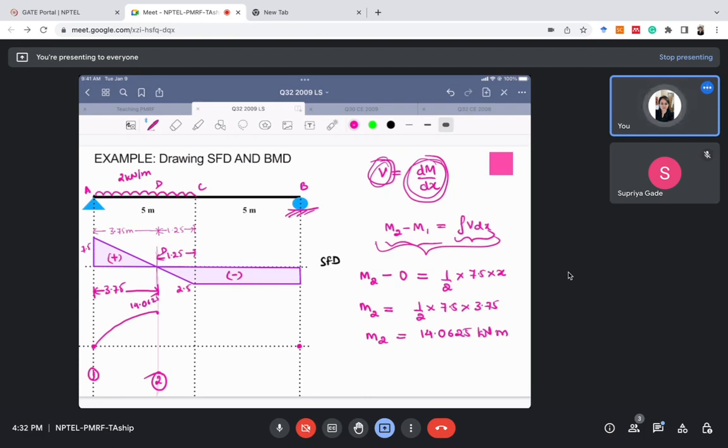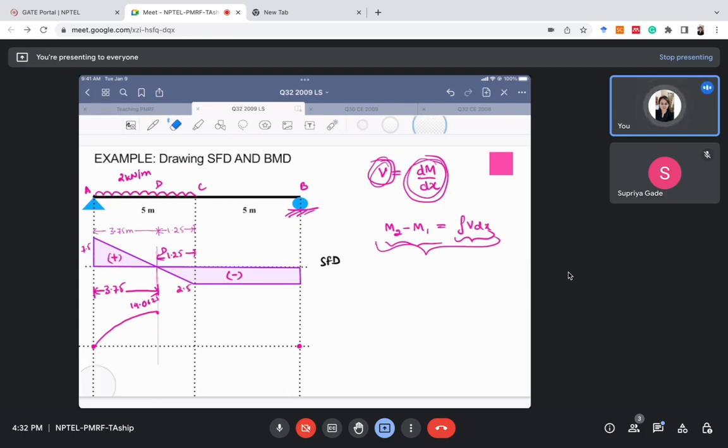Now we will calculate the value of bending moment for section C. So now let us call this section 1 and this section 2. We will again use the same formula, M2 minus M1 equal to integral of V dx. M2 we do not know for now, M1 we know, which is 14.0625, right? That should be equal to the area of the shear force diagram between section 1 2. So the area of the shear force diagram between section 1 2 is this area, right?